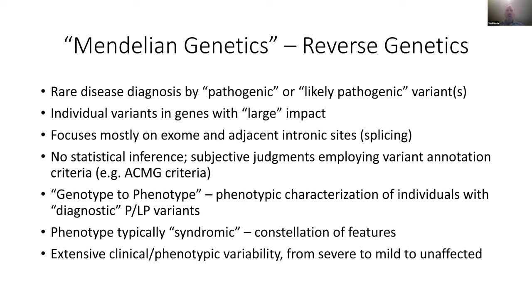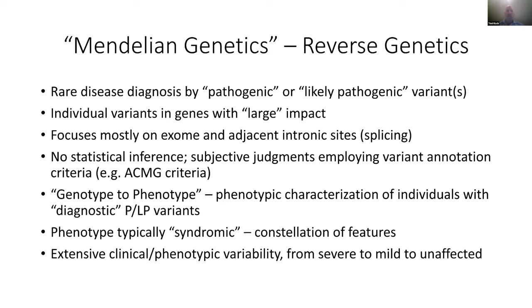We're talking about rare disease diagnosis, which nowadays is being done by identifying pathogenic or likely pathogenic variants. Individual variants in these genes will have a quote large impact. These studies focus primarily on exome and adjacent intronic sites. This is one perhaps critical difference between reverse and forward genetics, at least in my experience. The way it's operating now, there's really no statistical inference. It's all based on subjective judgments about variant annotation using current annotation criteria, such as those offered by the ACMG.